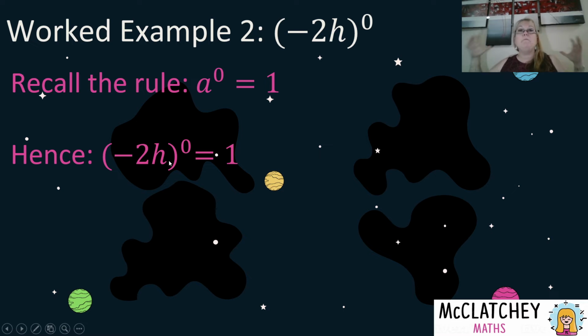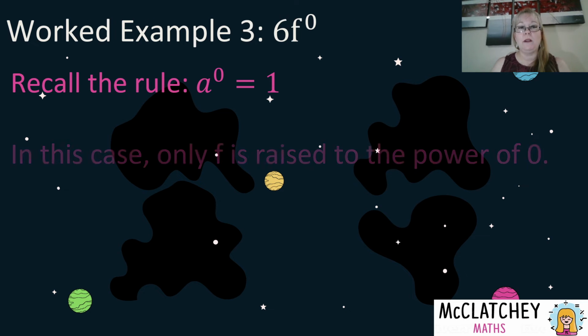In fact, 1 billion to the power of 0 is going to be equal to 1. Negative 1 million to the power of 0 is going to equal 1. Anything to the power of 0, letters, numbers, it's going to be 1.